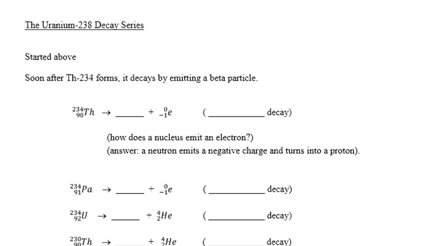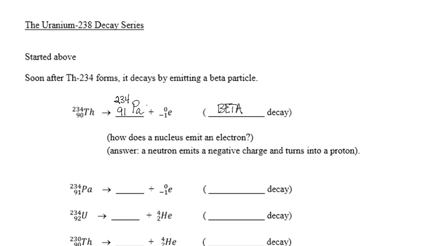So we're going to investigate the uranium-238 decay series. It started above with the decay of uranium-238. The thorium-234 that forms will now itself undergo decay. We can see its beta, and if we put in the missing numbers, the top number is 234, the bottom number is 91, because 91 and minus 1 make 90. We look up atomic number 91, and it is protactinium.